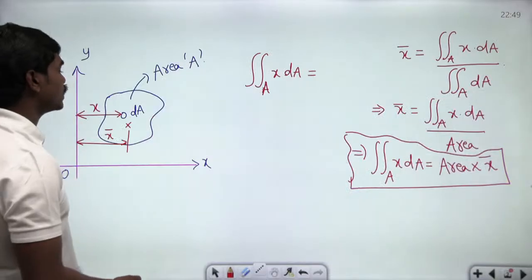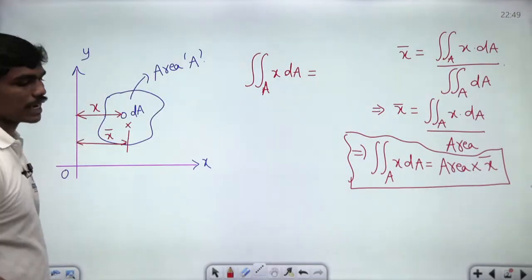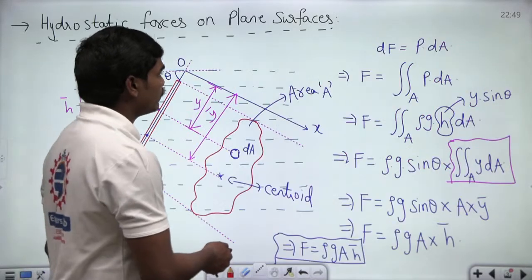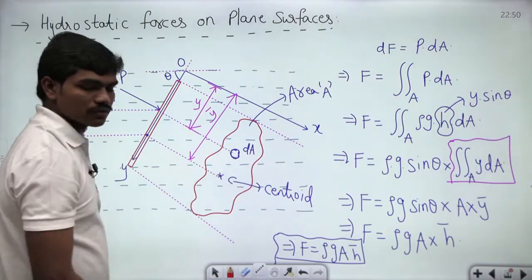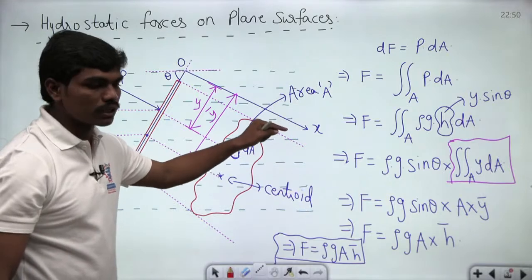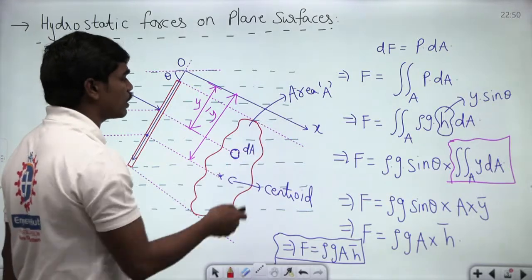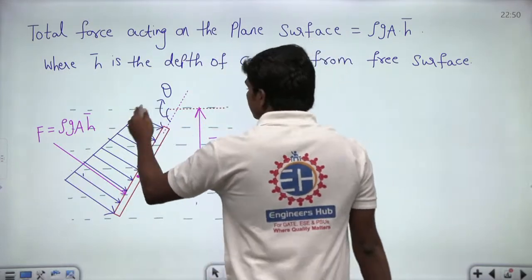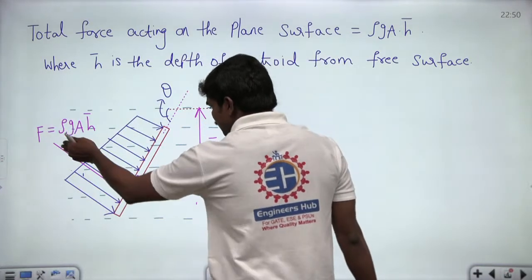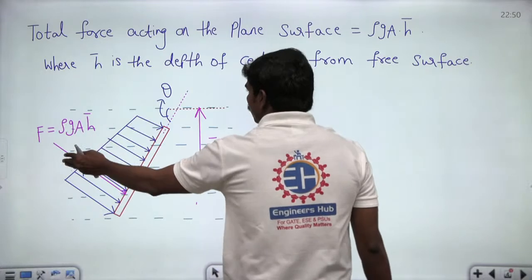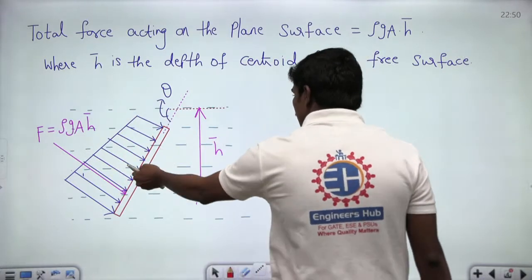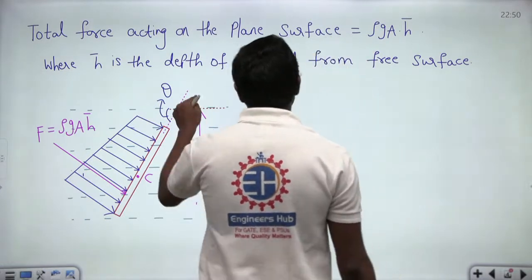So basically we have seen the idea of centroids. Once we saw the idea of centroids, we moved on to finding the total pressure force that's acting on a plane surface. Then we saw how the pressure variation looks, and of course this complete pressure force can be replaced with a single force, which is F equals ρg times the area of this plate times h bar, where h bar is the depth of this centroid from the free surface, correct.